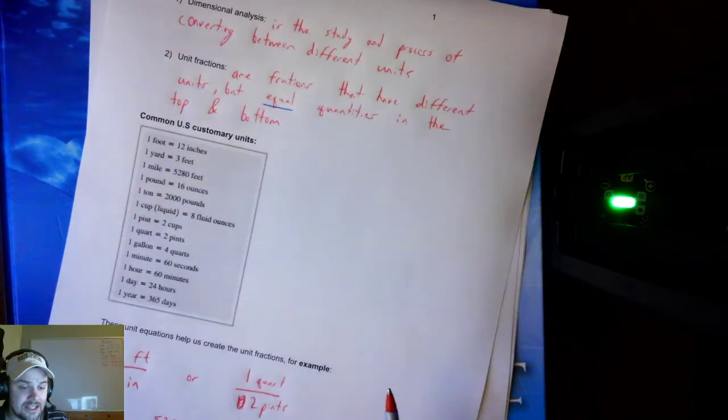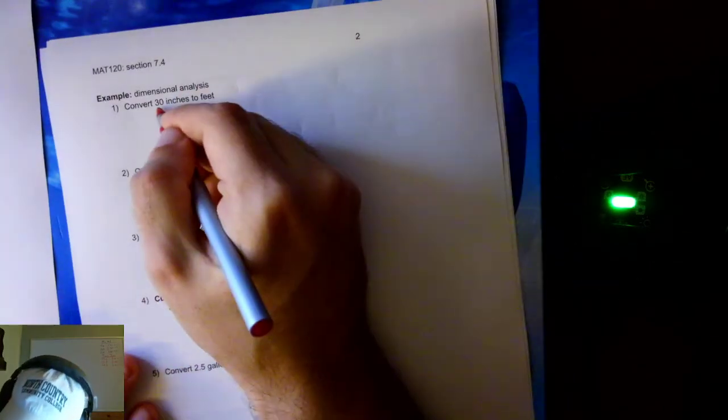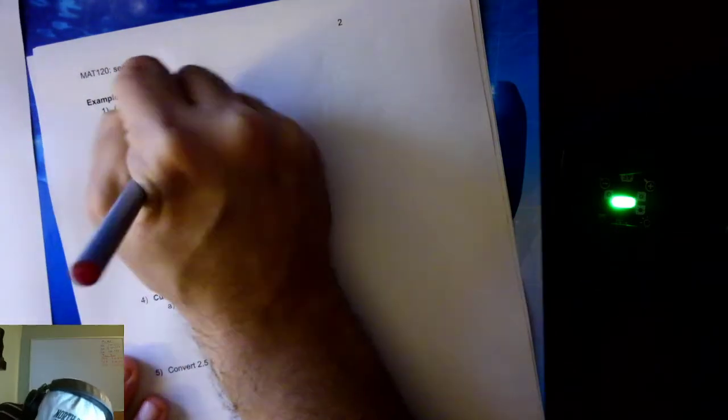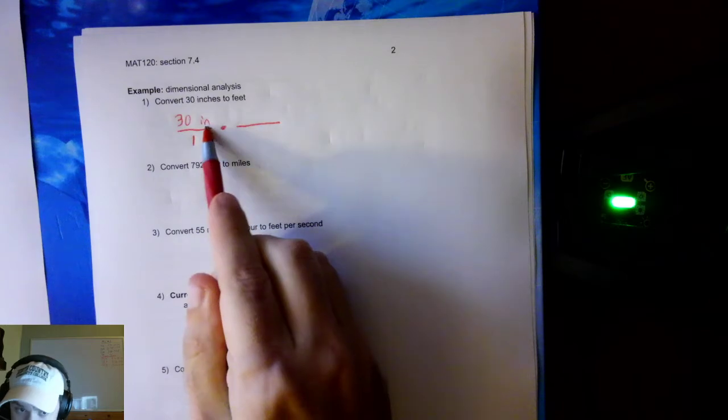Now, let's look at how we convert. The way we convert is we're going to use these unit fractions. I'm going to refer back to this table so we can see where the fractions are coming from. So let's look first. We want to convert inches to feet. Well, the first thing I always do is write 30 inches, and I'm going to put it over 1, because I'm going to use a unit fraction here. I'm going to multiply this by another fraction. Now, I started with inches, right? And I want to get things in terms of feet.